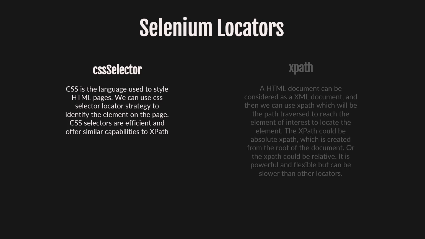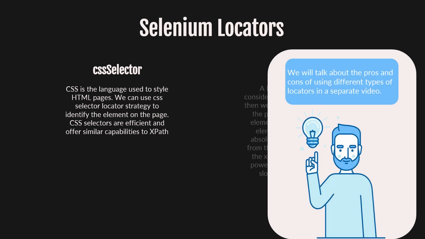CSS is the language used to style HTML pages. We can utilize the CSS selector locator strategy to identify elements on the page. CSS selectors are efficient and provide capabilities similar to XPath. We'll discuss the advantages and disadvantages of using different types of locators in a separate video. In this video, our focus is solely on how to use the CSS selector.